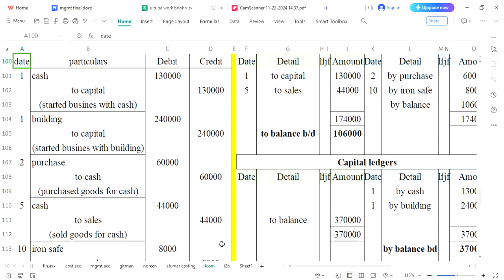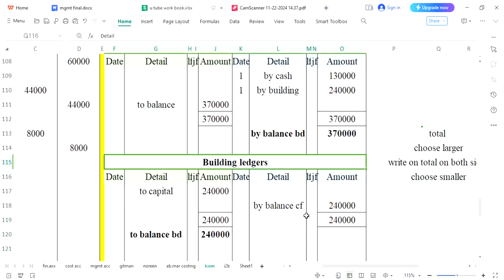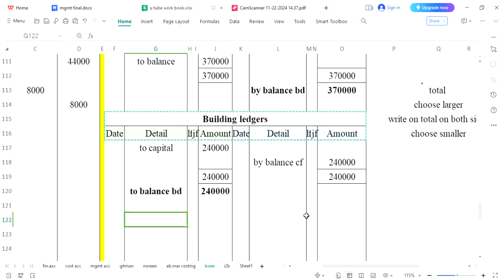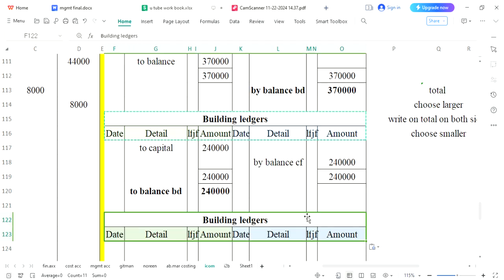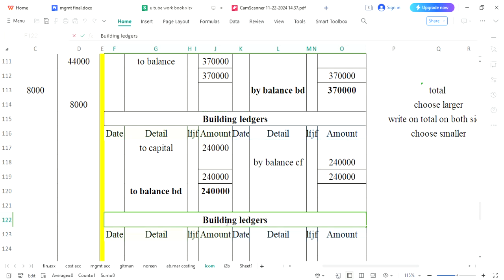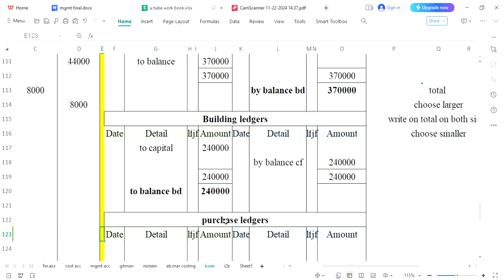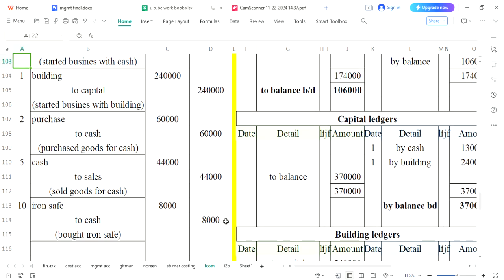Cash ledger completed, capital ledger completed, building completed. The next word is purchase. Alright guys, we are going to make the ledger for purchase. Again, I am getting a little bit of help from Excel, just copying the headings and changing the title. So the next ledger would be the ledger for purchase. The rule is similar. We will search for purchase. If purchase is present on the debit side, we will choose the debit side.